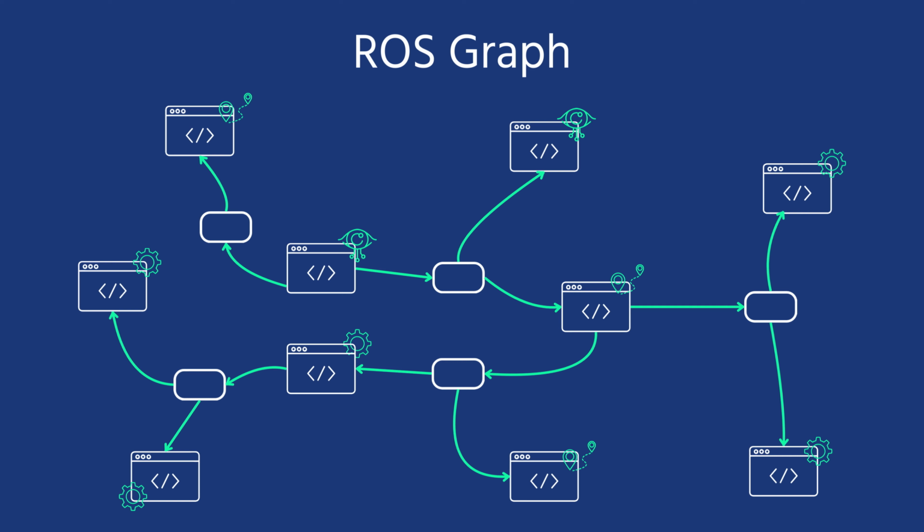Topics are a vital element of the ROS graph that act as a bus for nodes to exchange messages. A node may publish data to any number of topics and simultaneously have subscriptions to any number of topics.